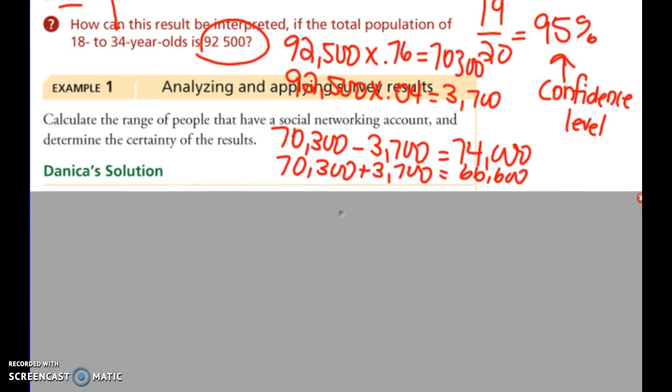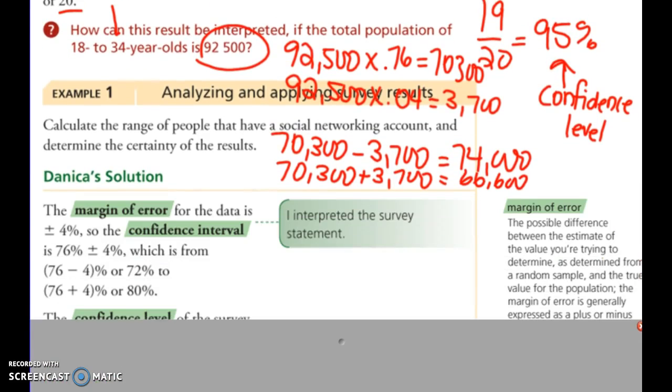is between 66,600 and 74,000 people, that amount of people have social networking sites, 95% confident. Okay, so between 66,600 people to 74,000 people, those are the people that have social networking sites.